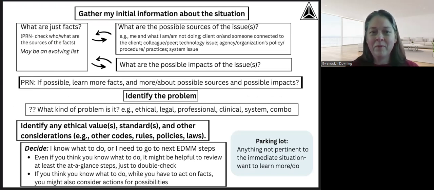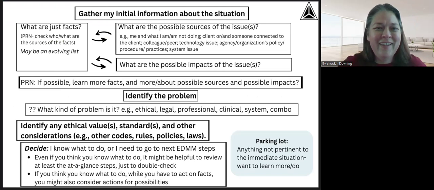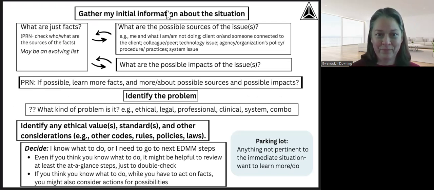Okay. I know, a lot of boxes. We're going to talk through them and they'll make more sense. Okay, so if my step 1 is I want to gather information and identify the problem, there are multiple ways to approach that. And I'm just going to take us through one. All right, so I'm going to gather my initial information about the situation. All right, and I want to start by separating out what is just facts, right? So no assumptions, hypotheses, gut feelings, anything here, just straight facts. Now, as needed, I may need to check who or what are the sources of the facts, and this can be an evolving list, okay?